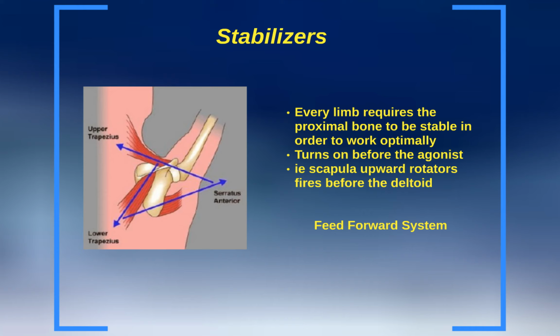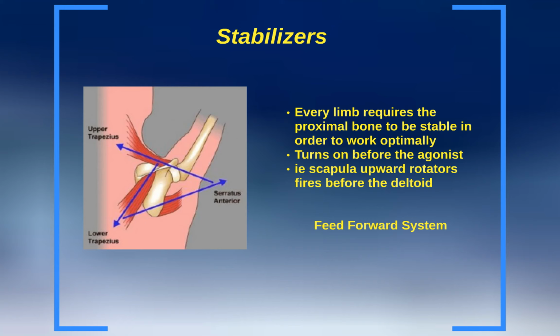Naturally, every limb requires the proximal bone of its joint to be stable in order for it to work optimally. So ultimately, we need our stabilizers to be triggered. So movement is not directed specifically to the muscle that will be moving. Rather, it's directed to that muscle as well as the stabilizers. And this is essentially known as our feed-forward system. The stabilizer turns on before the agonist.